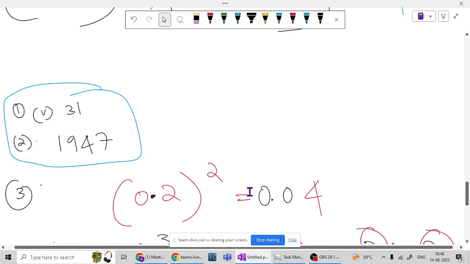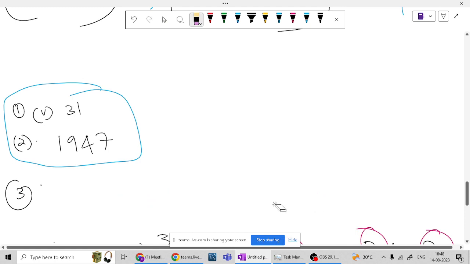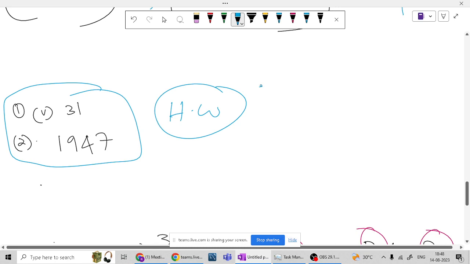Can you all see the screen? Yes, sir. Okay, these 2 questions for homework. Find the cube of 31 and 1947. Okay, sir.